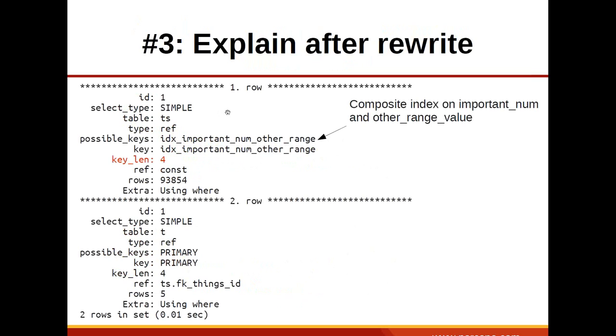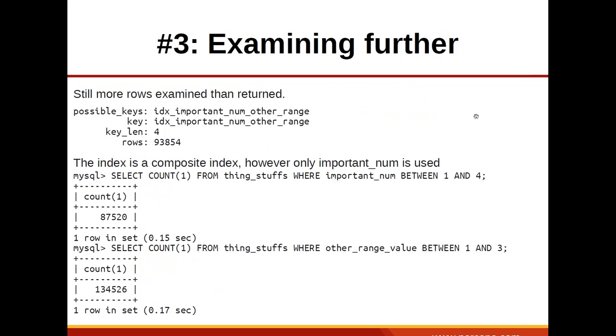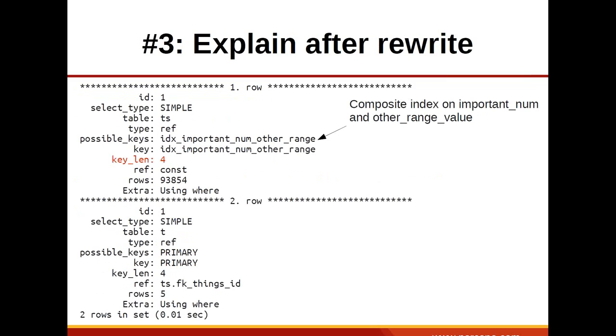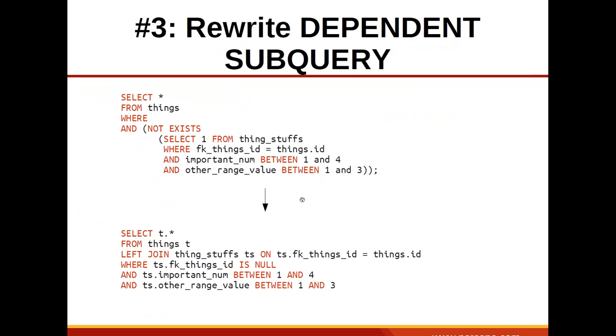Let's see how the explain changes. It looks a lot better. The query is a lot faster after this rewrite, but let's say it's still a bit slow. We are using the index idx_important_num_other_range, which is a compound index on important number and on other range value. Just to make it clear, this was the explain output of the rewritten part of the query. And we are using a composite index on important number and other range value.